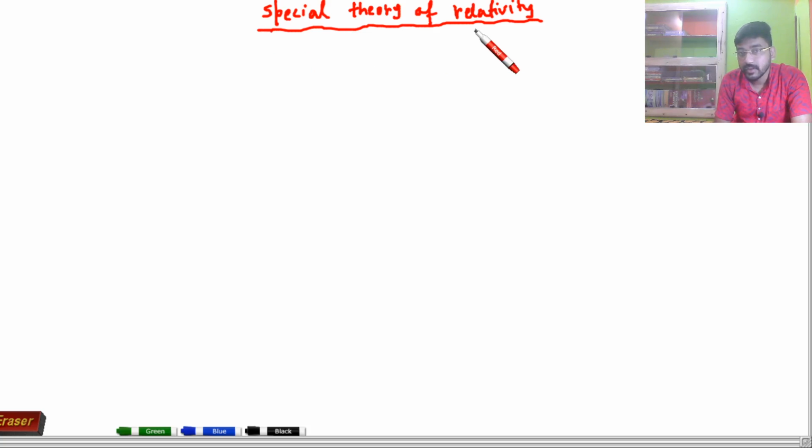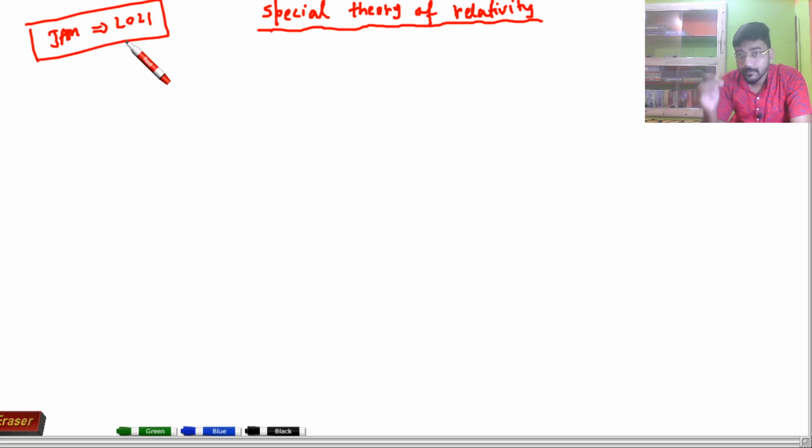Special theory of relativity, and this is actually the revision of special theory of relativity. I will discuss with you only the formulas involving special theory of relativity that are very useful for problem solving purposes for your competitive exams like IIT JAM, JEST, TIFR, etc. And this course is specially designed for the students of JAM 2021.